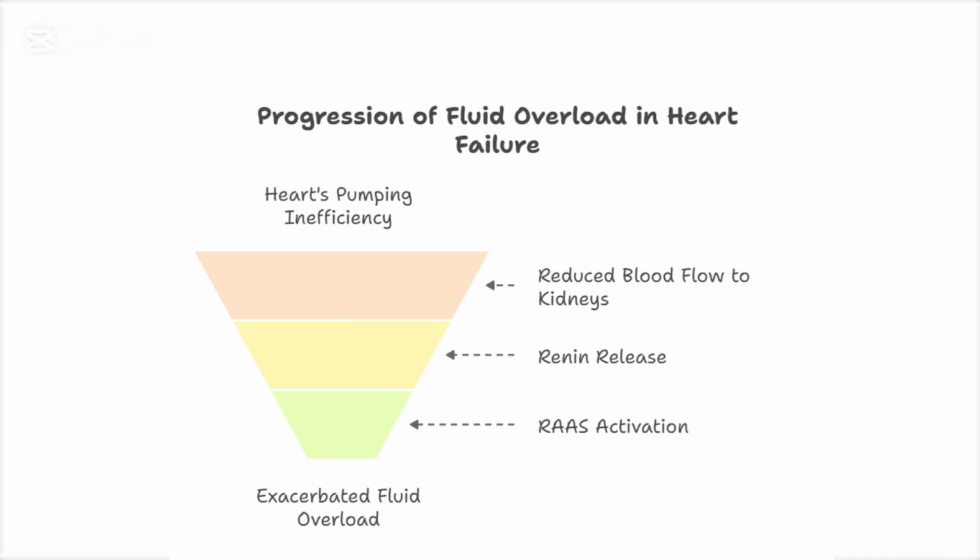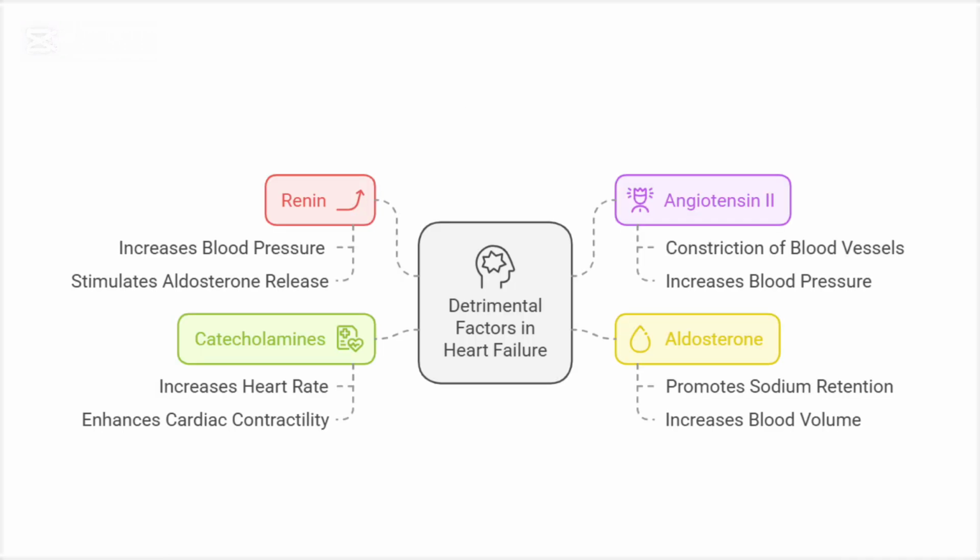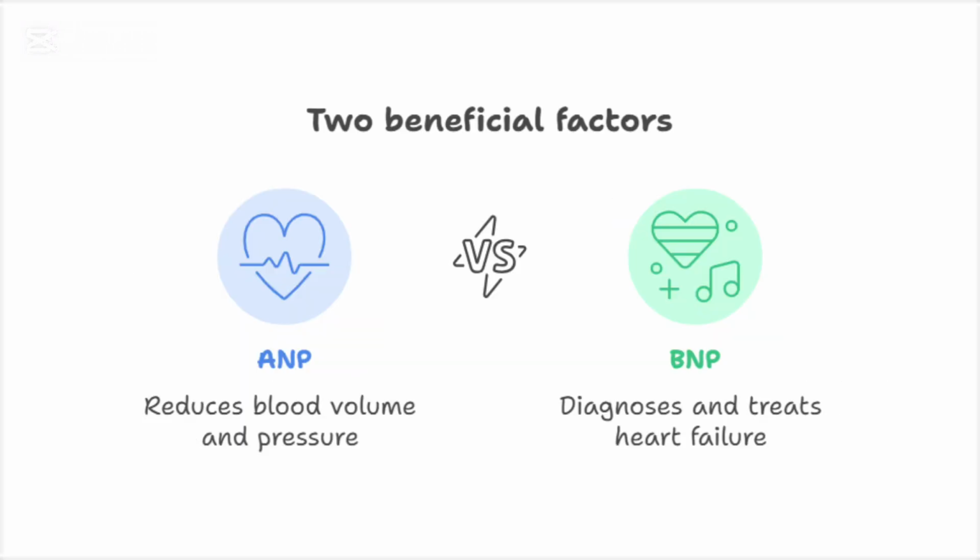So for treatment, you have to know that there are 4 bad factors and 2 good factors. Bad factors are renin, angiotensin, aldosterone, and catecholamines. These factors will worsen heart failure as they will retain more fluid and put more load on the heart. On the other hand, there are 2 good factors, named ANP and BNP. These factors will cause natriuresis and help in reducing fluid overload.